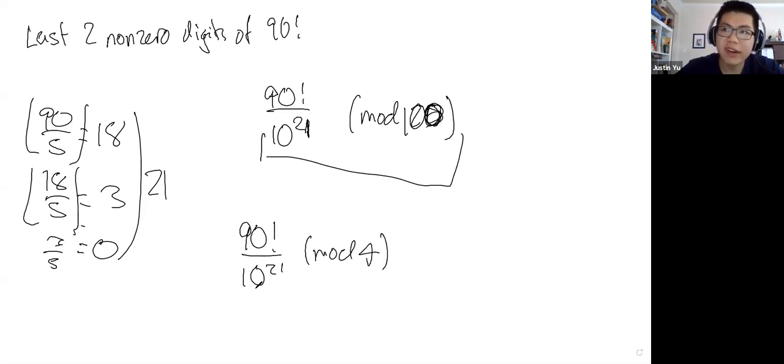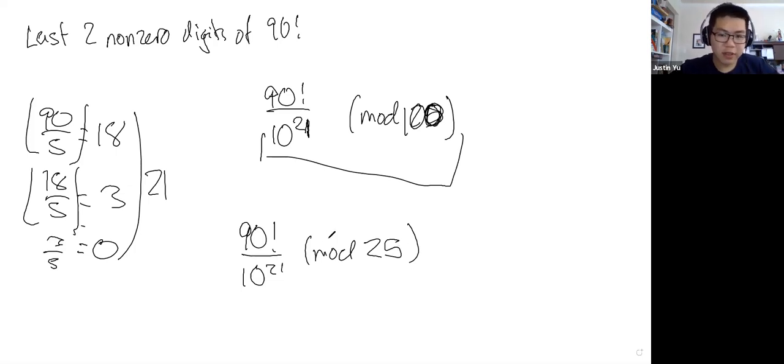What is this mod 4? It is 0. There are a lot of 2s in this expression. So let's find this mod 25 instead. And this is going to be tricky.